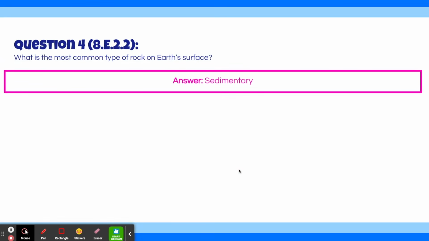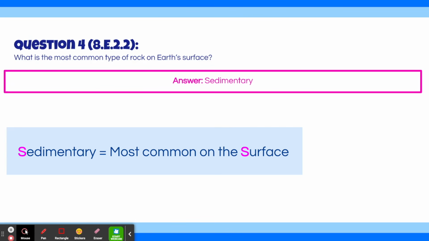The answer is sedimentary. Sedimentary rocks are the most common type of rock on Earth's surface. Scientists often study layers of sedimentary rock to learn about Earth's history. It is important to note that sedimentary rocks are the most common on the surface, not in the crust. That would be igneous.